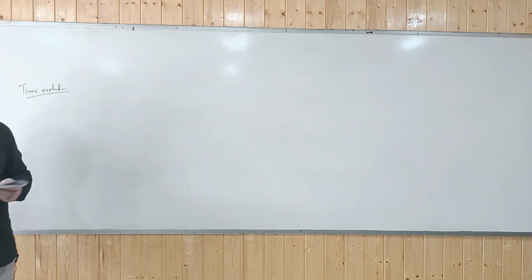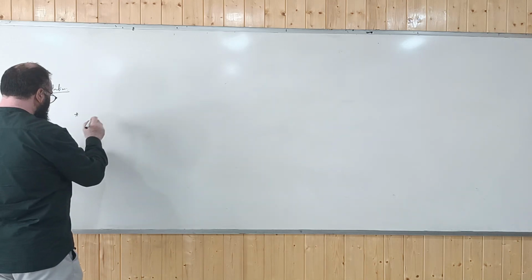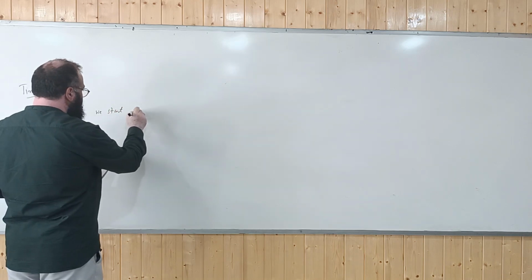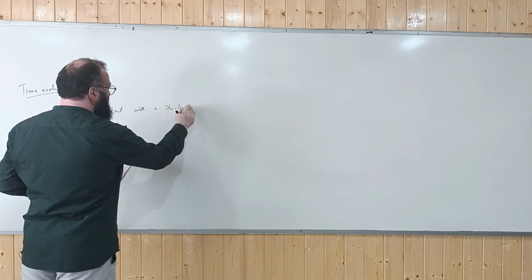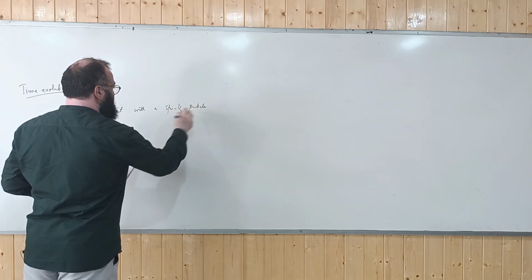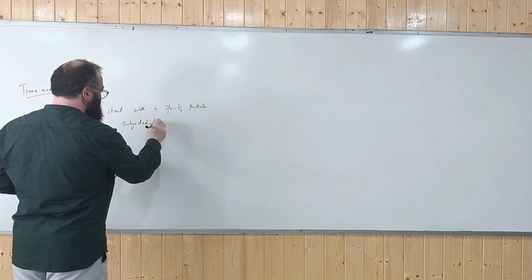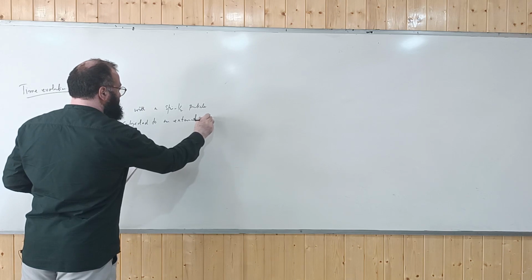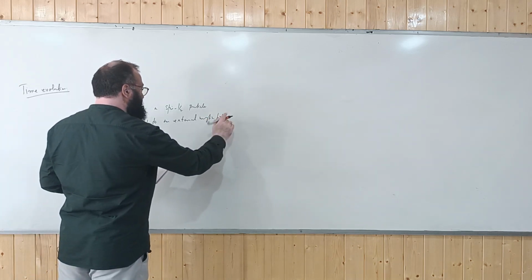So let me write. Okay, suppose you are having, let's say, a spin half particle subjected to an external magnetic field. Okay, so let's call the external magnetic field B.